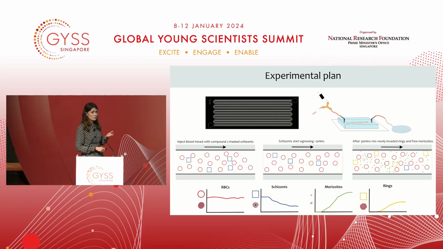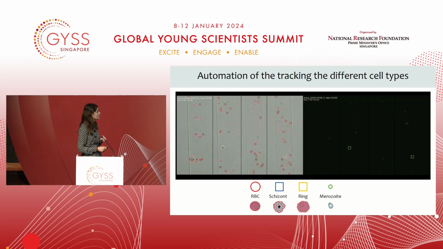So if this assay works well, what we'd expect to see is a very constant population of red blood cells, a drop in the population of schizonts as they egress, an increase in the population of merozoites as they're released from the schizonts, and a corresponding increase in the population of rings as these are the newly invaded forms.